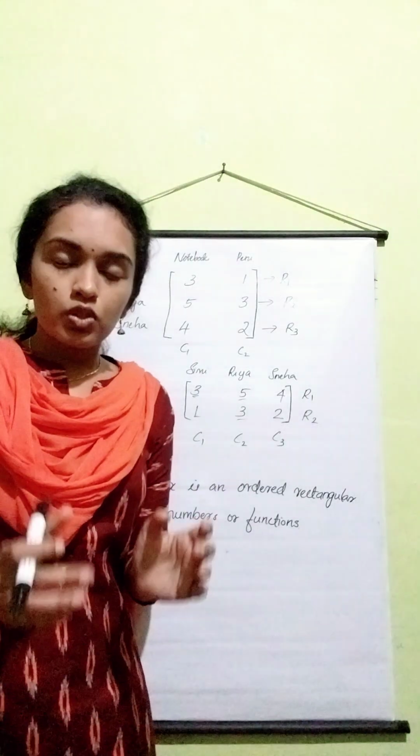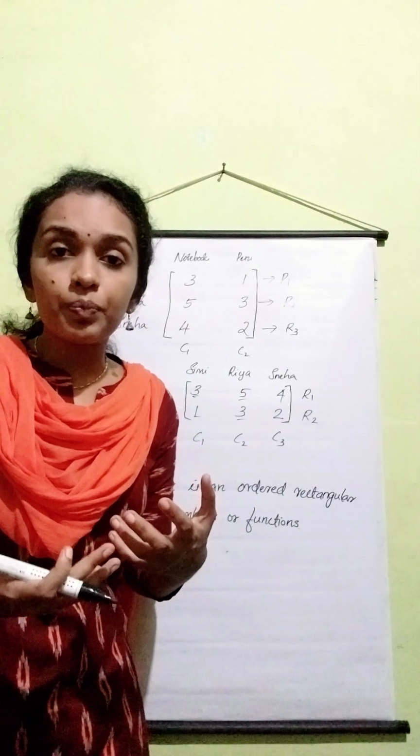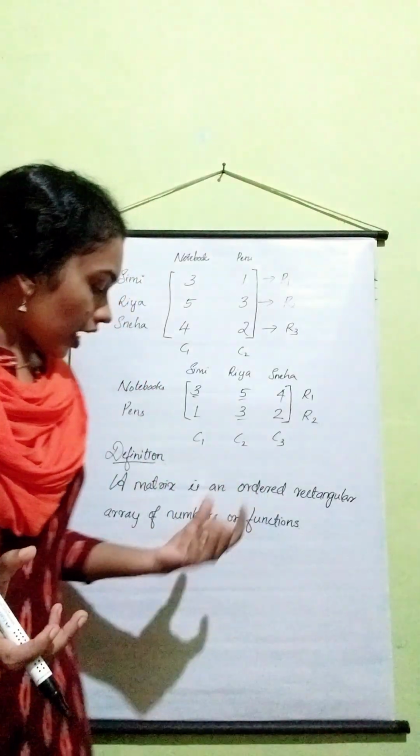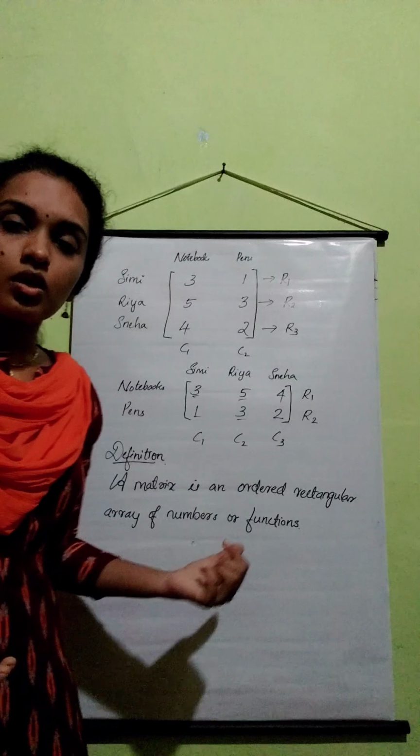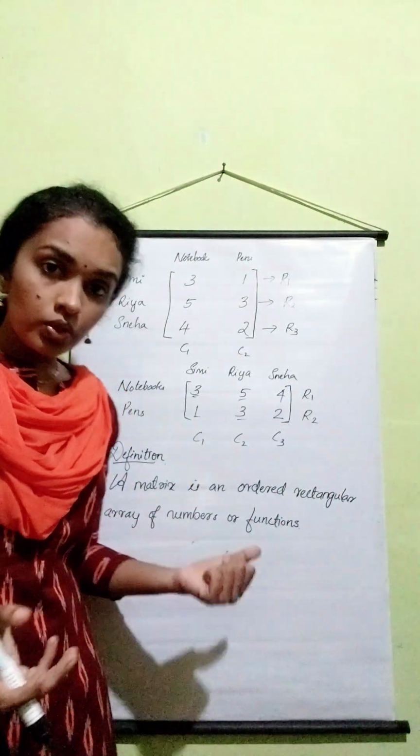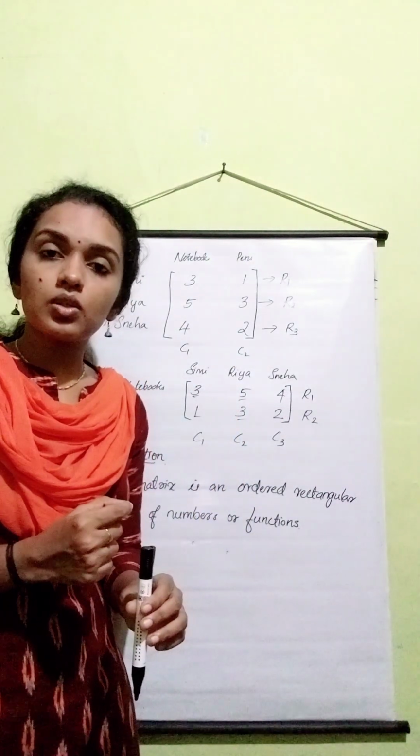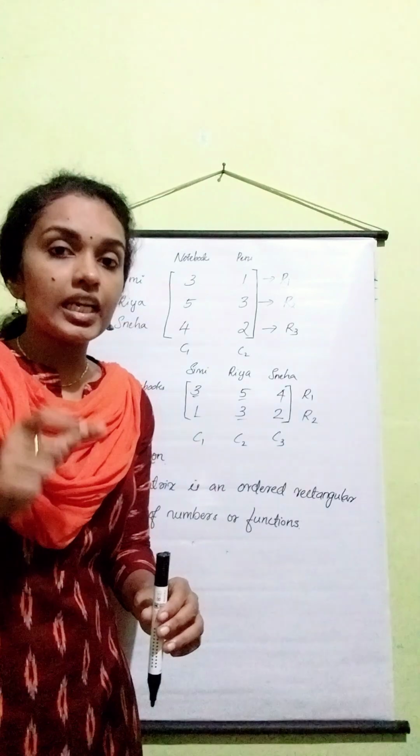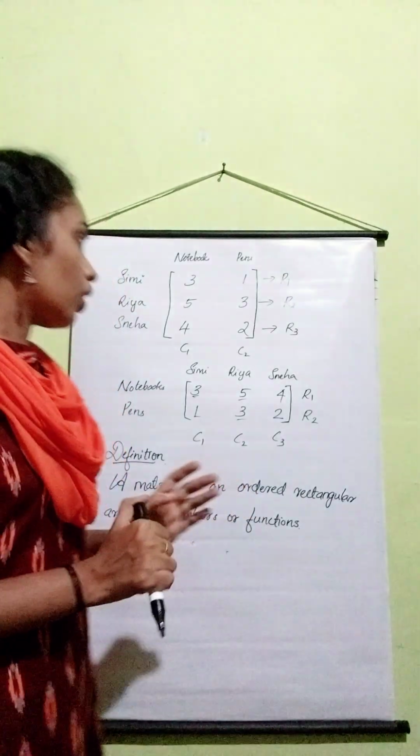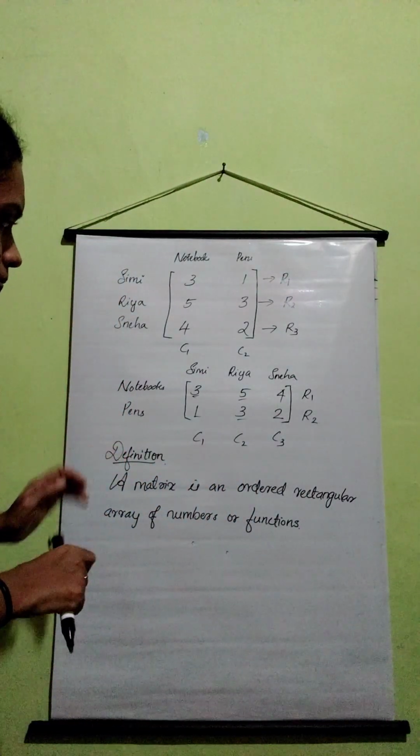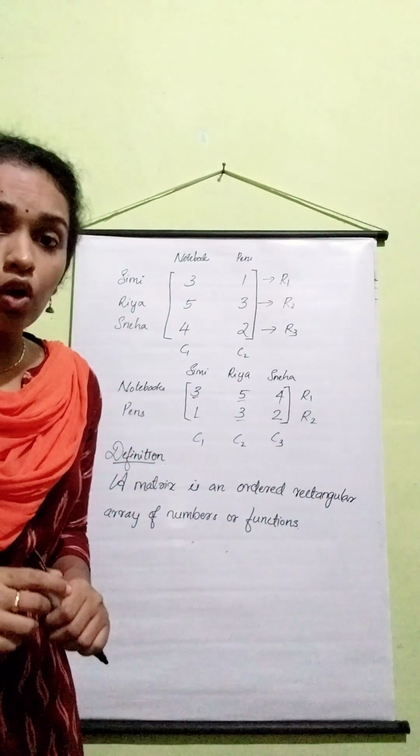Is it clear? So basically a matrix is a representation of data, a method of representing given data, and it has a standard definition: a matrix is an ordered rectangular array of numbers or functions, and it has rows and columns, and each of these numbers or functions inside a matrix is called an element or an entry of a matrix. I think so far everything is clear, isn't it? Yes. Okay. Now, we said that these are the rows and these are the columns.